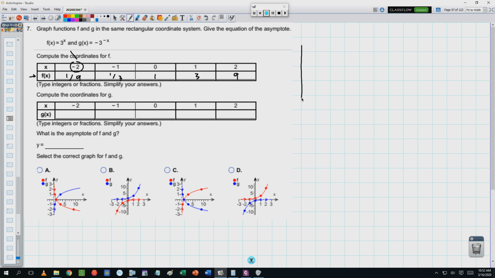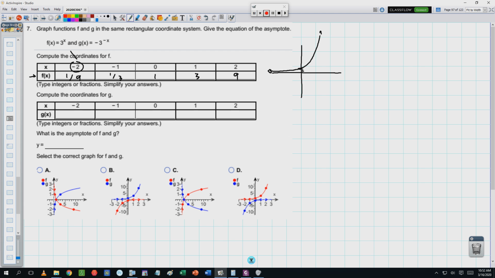What this graph will look like is just your normal exponential graph. It's going to be nice and close to the x-axis, and then it's just going to take off in a hurry. Most of these graphs always go through the point 0, 1.